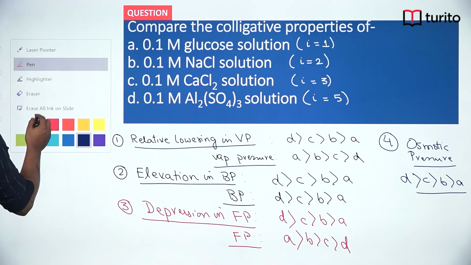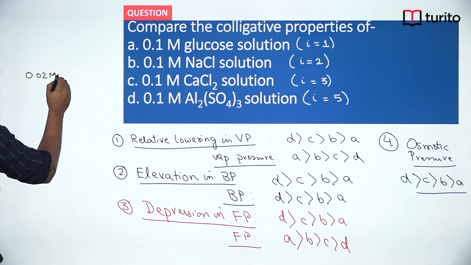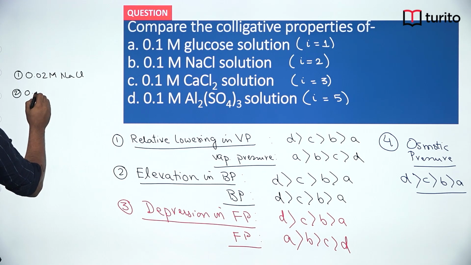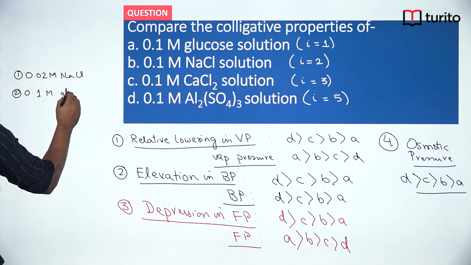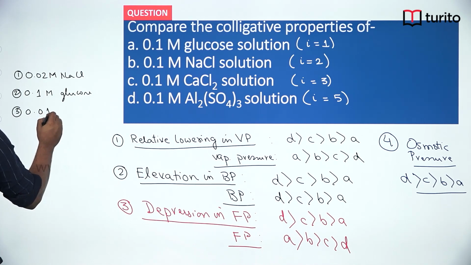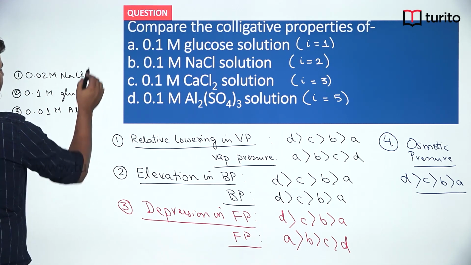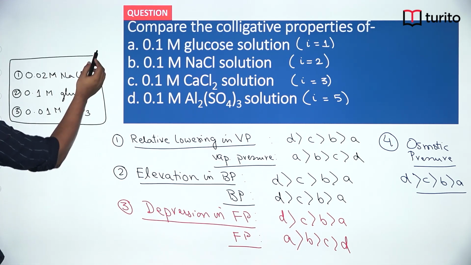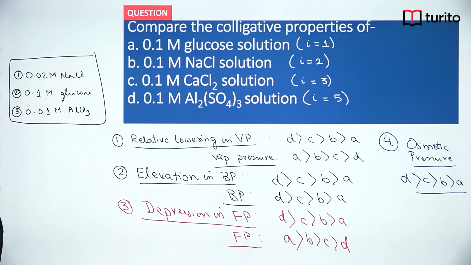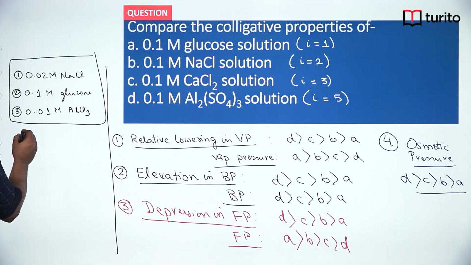Now sometimes a question like this can also be asked. Suppose you have to consider 0.02 molar NaCl. Suppose this is the first option, 0.1 molar glucose solution, and say 0.01 molar aluminum chloride solution. Assuming aluminum chloride and NaCl are completely ionic in nature, the question can be to arrange them according to their osmotic pressure. So this is again a very good question.